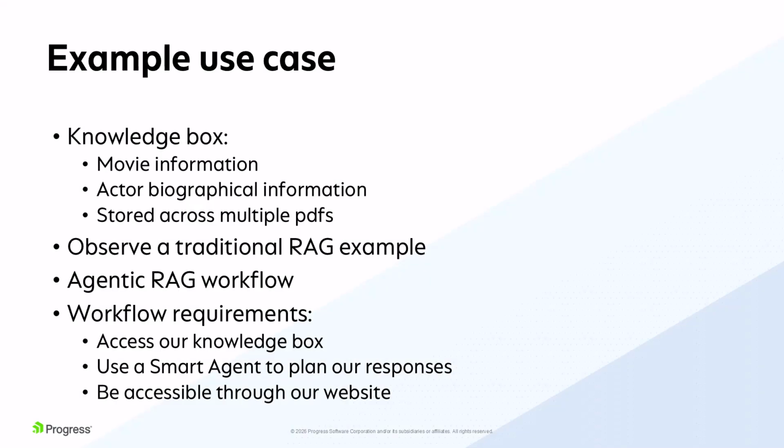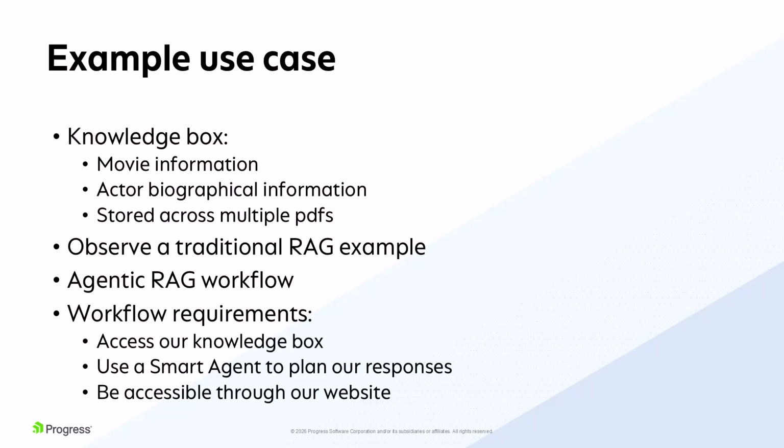For our example, we have a knowledge box that stores PDF documents that contain information about movies and biographical information about actors. We are going to start by observing how our traditional RAG service performs when querying our knowledge box. Then, we are going to build an Agentic RAG workflow with a smart agent and see how that performs. To complete our example, our workflow must be able to access our knowledge box, use a smart agent to plan our responses, and be accessed through our website.